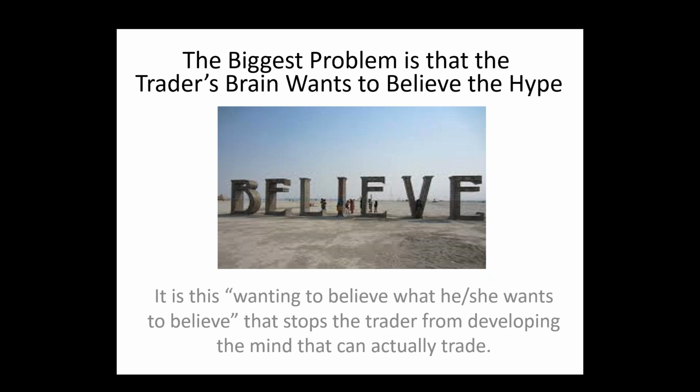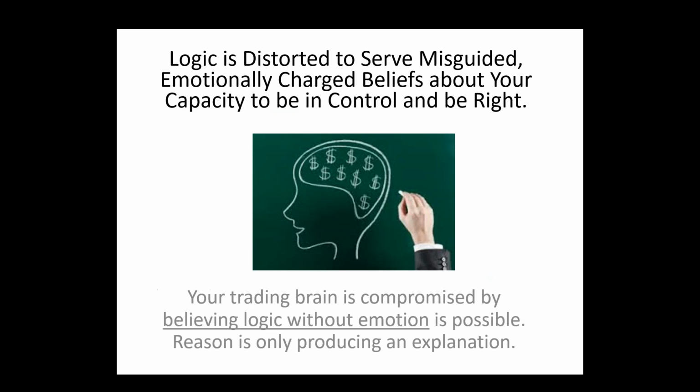So let's get this thing straight. This is really about believing and what you believe being projected. That's what's happening, and you're being graded by your trading account. And ultimately, logic is being distorted to serve misguided, emotionally charged beliefs about your capacity to be in control and right. My promise to you, if you're human, your brain has a bias to be in control and to be right, okay? Even if it has to lie to itself, it's going to want to do that. It is literally going to want to be correct, even though correct is leading you off the side of a cliff. That's what your brain will do to you.